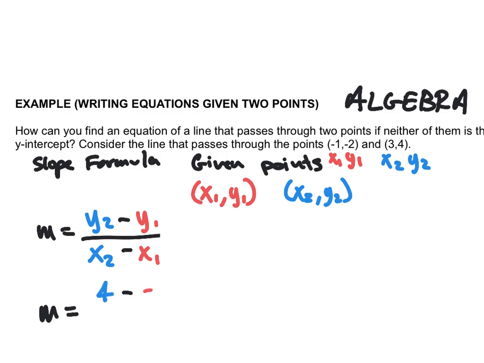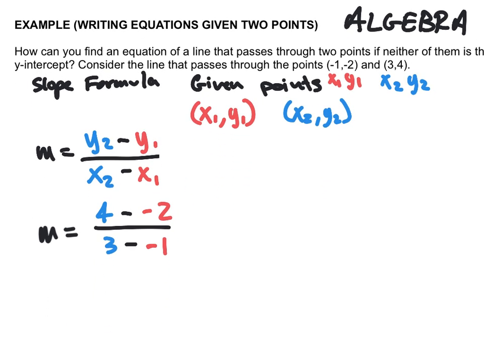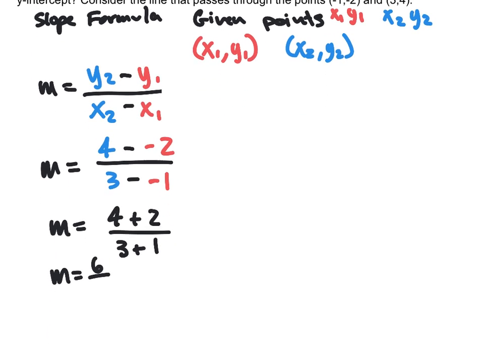So I'm going to put in -2 over 3 minus, in this case, x sub 1. So x sub 2 minus x sub 1. So x sub 1 was -1. And what I like about this example is that you're having to deal with some negatives here, and that's totally okay. But remember what happens. If you subtract a negative, this is going to turn into a positive. So really this is going to turn into 4 plus 2 over 3 plus 1. So then you get a slope of 6 over 4.